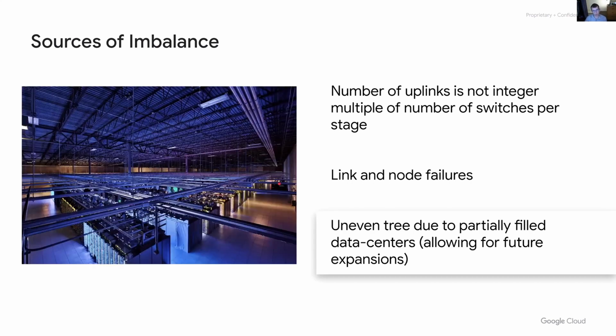Okay, there's one more example that I want to highlight that can cause imbalance. So in this picture, I'm showing one of our Google data centers. I think this is the one in Iowa. And as you can see, these are basically huge rooms filled from left to right and front to back with servers. But this is not actually how these data centers start out when they're first built.